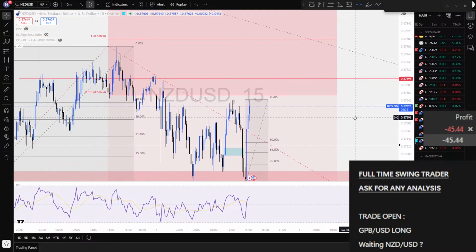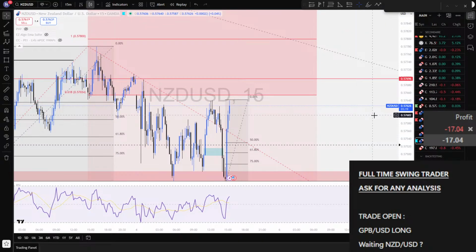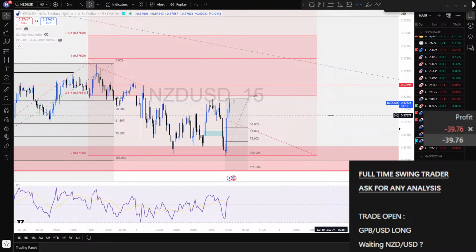If you're in on NZD USD, good for you. You're in the right move. I don't know how. I don't know what was your entry. If you'd pre-shot, I don't like it, but why not?